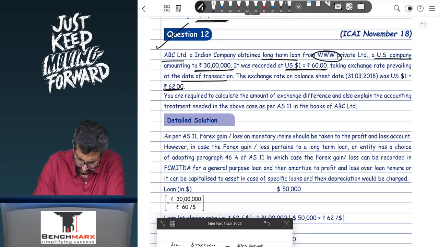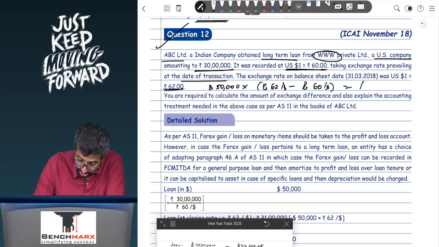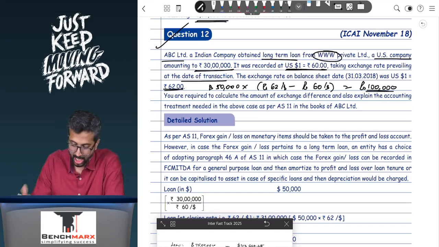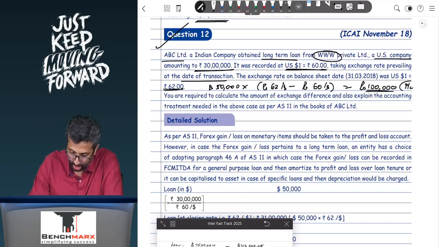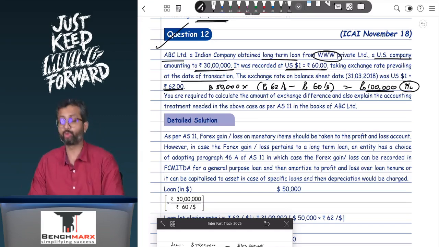There is no repayment, etc. So you will say $50,000, which is your loan amount. So you will first convert everything into rupees at 62 that I have to pay by the end of the year, minus 60. And hence there must be a 1 lakh rupee loss. Sir, how is it a loss? I have to pay more. Instead of 60, I have to pay 62. And hence it is a loss which will go to the P&L account ideally, unless you have decided to follow para 46A.